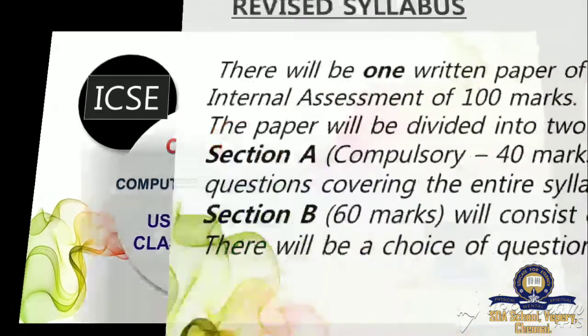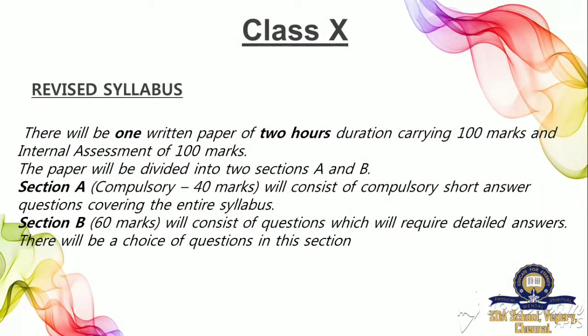Let's see the syllabus. This is the reduced syllabus for 10th ICSE, the academic year 2020-2021. There will be one written paper of 2 hours duration carrying 100 marks and internal assessment of 100 marks. The paper will be divided into 2 sections, A and B. Section A, compulsory, 40 marks, will consist of compulsory short answer questions covering the entire syllabus. Section B, 60 marks, will consist of questions which will require detailed answers. There will be a choice of questions in this section.